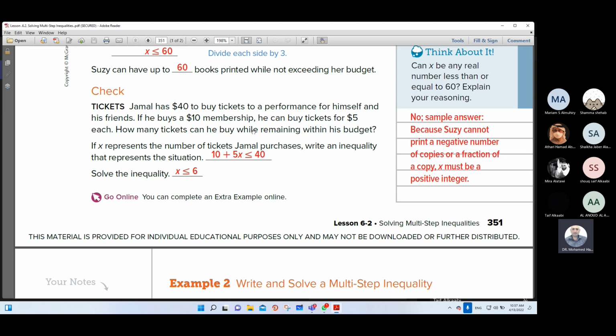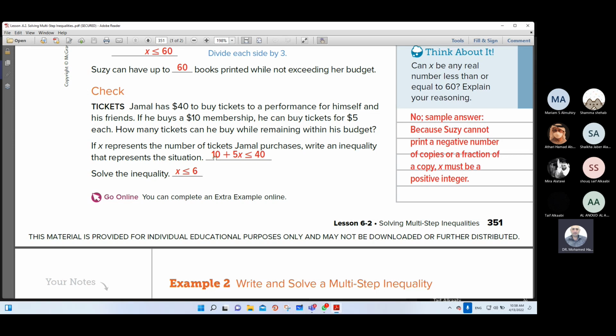How many tickets can he buy while remaining within his budget? Here, if he buys the membership for 10, he can buy tickets for 40. As you see here, Jamal has 40 to buy tickets to a performance. So this is the large number, the big number. So the sum will be less than or equal to 40. So this is the inequality.